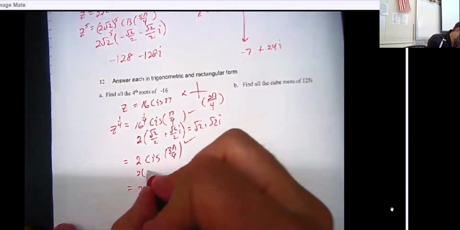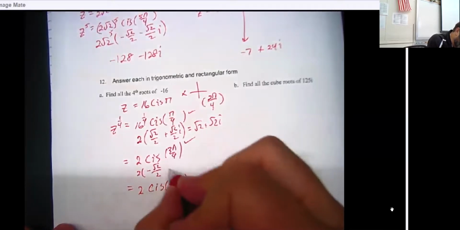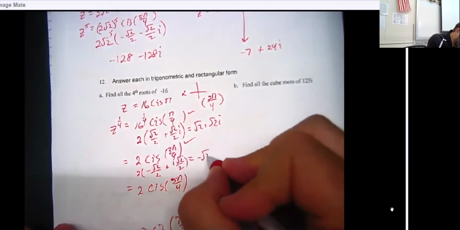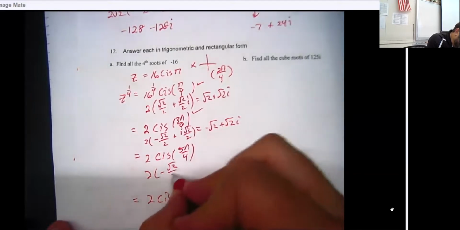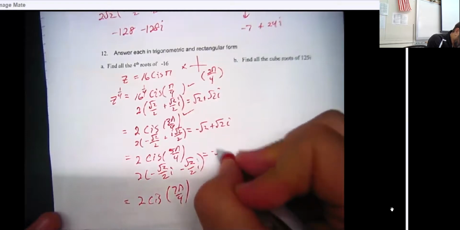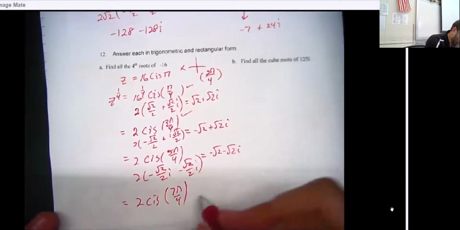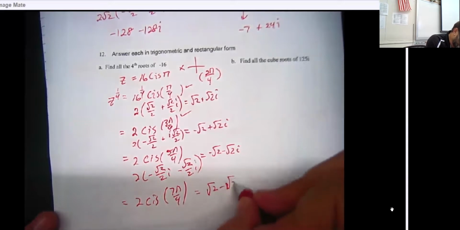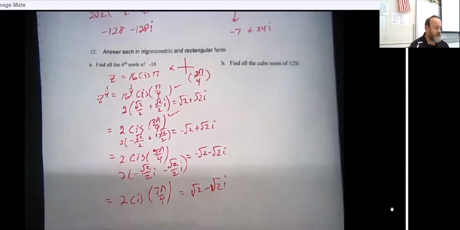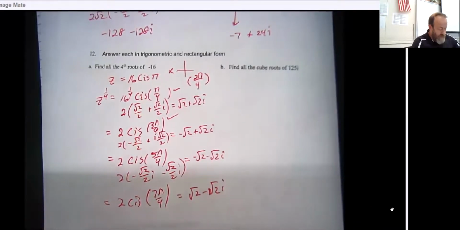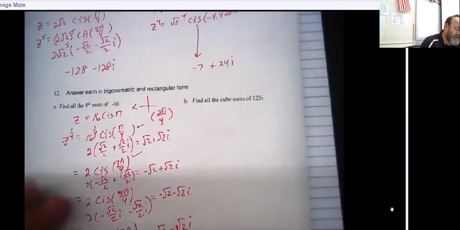This is almost the same, but because it's in the second quadrant, I have slightly different pluses and minuses. This one, they're both negative, because this is in the third quadrant. And you might notice that we're getting all of these different renditions of root 2's, plus and minus root 2's of i's. So this is the trigonometric form. Here is my rectangular form, also known as standard form.